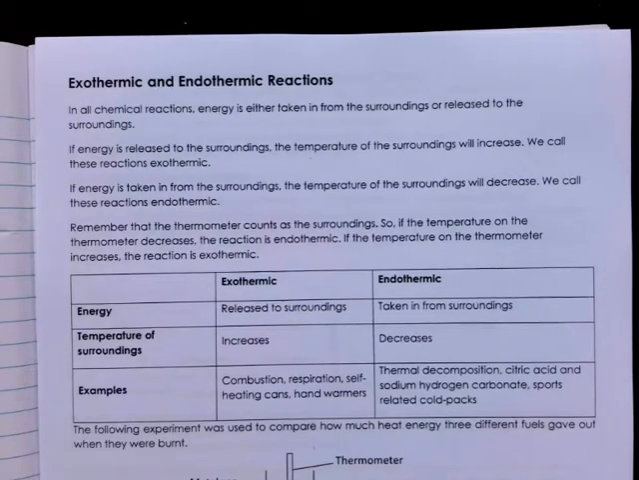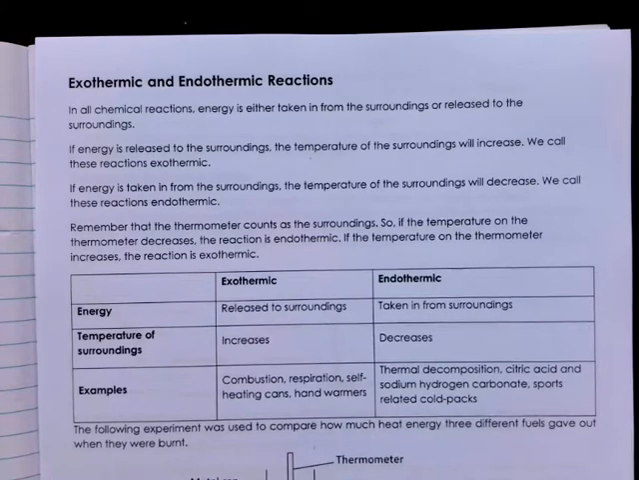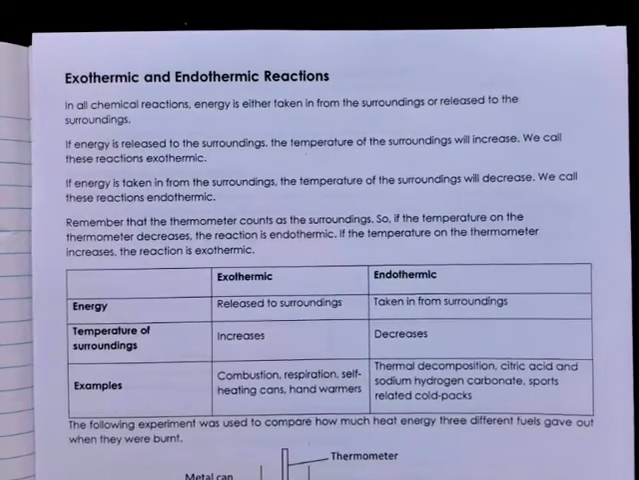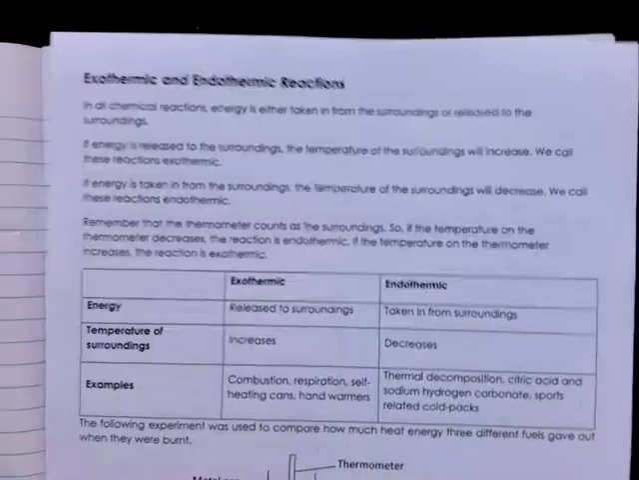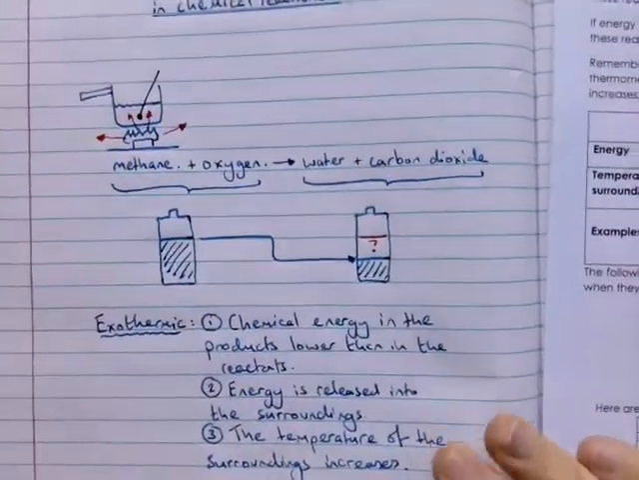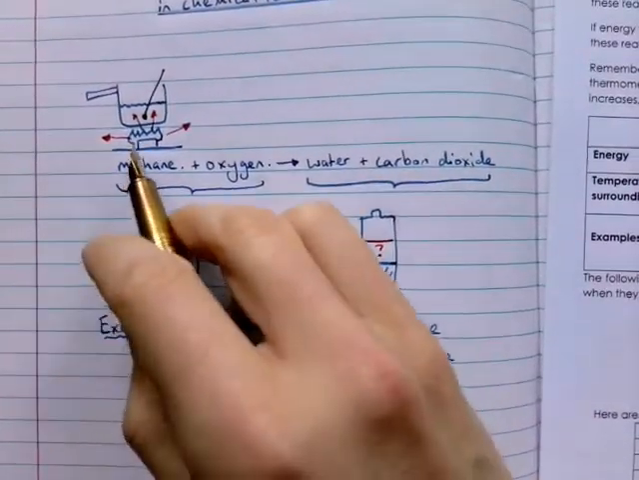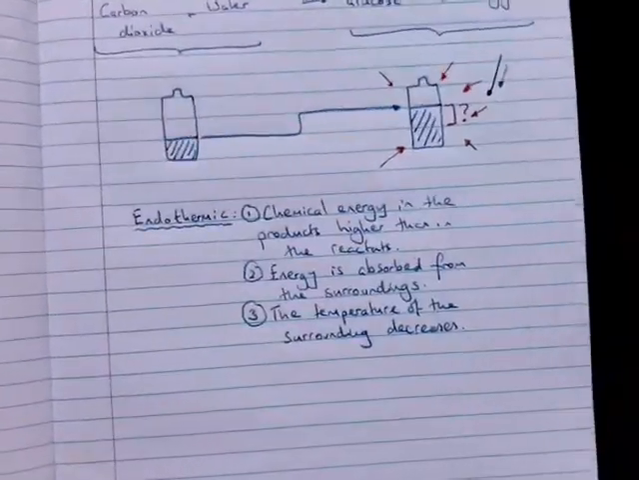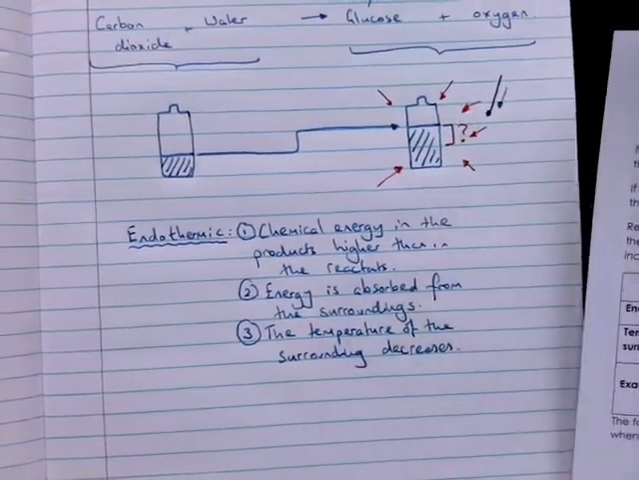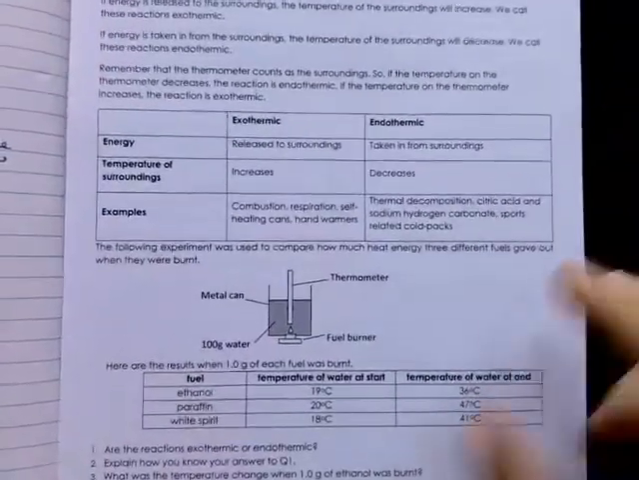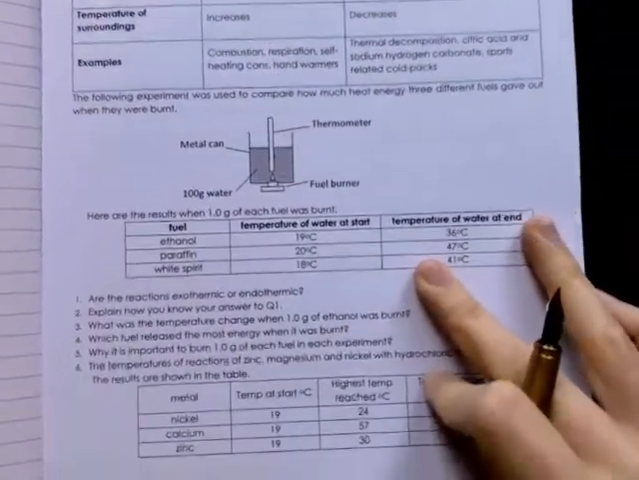Last week we learned about the different types of reactions. So we learned about exothermic and endothermic reactions. You'll remember that we were talking about how exothermic reactions are reactions that produce energy, and endothermic reactions are reactions that absorb energy. And then I asked you to answer these questions.